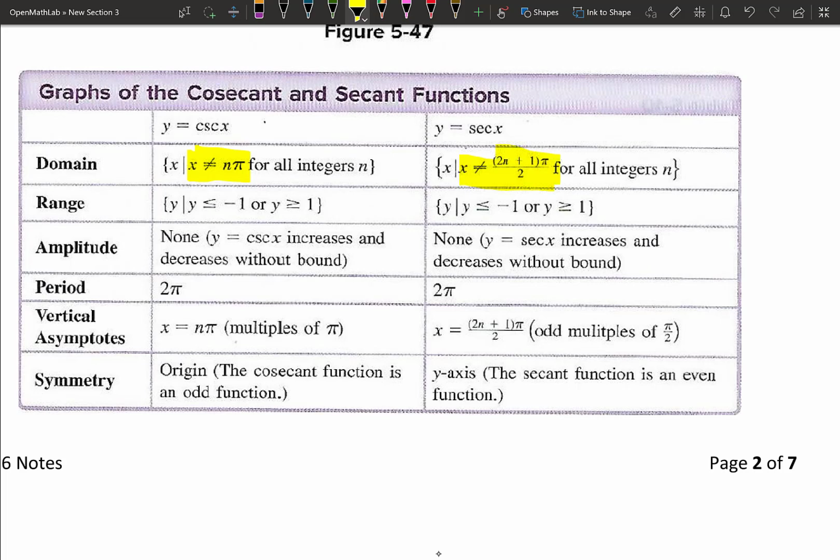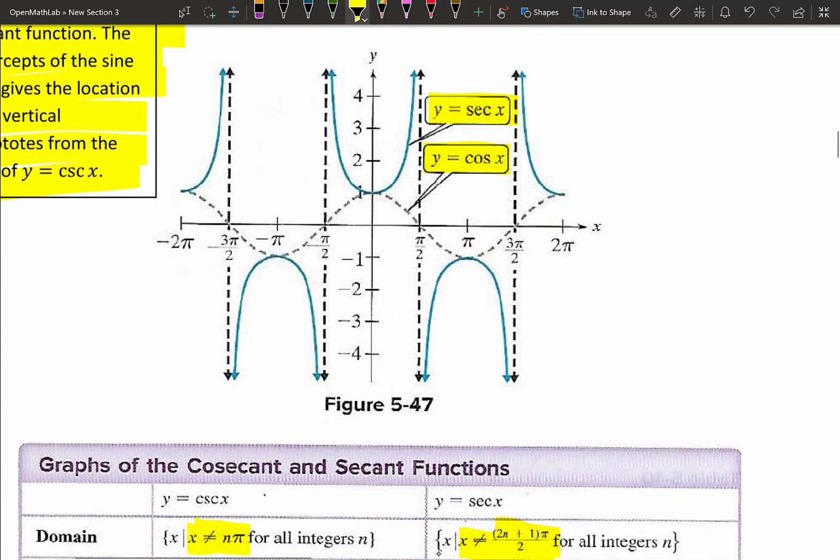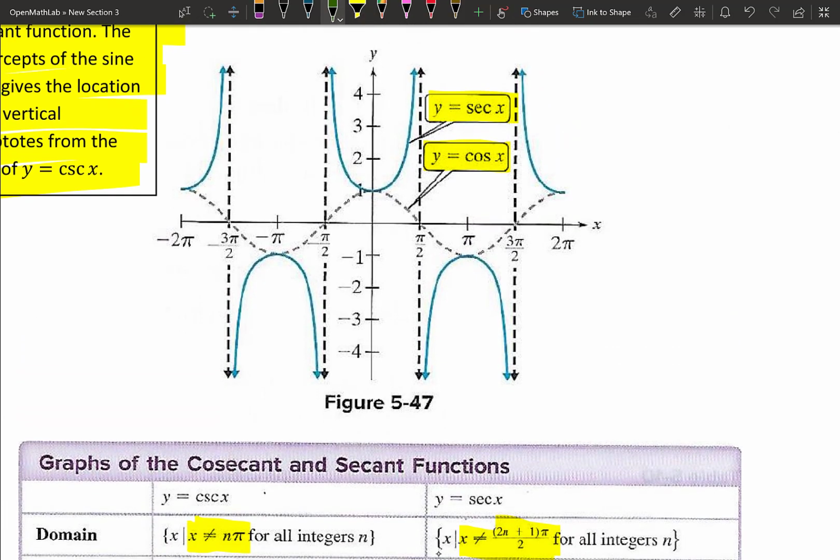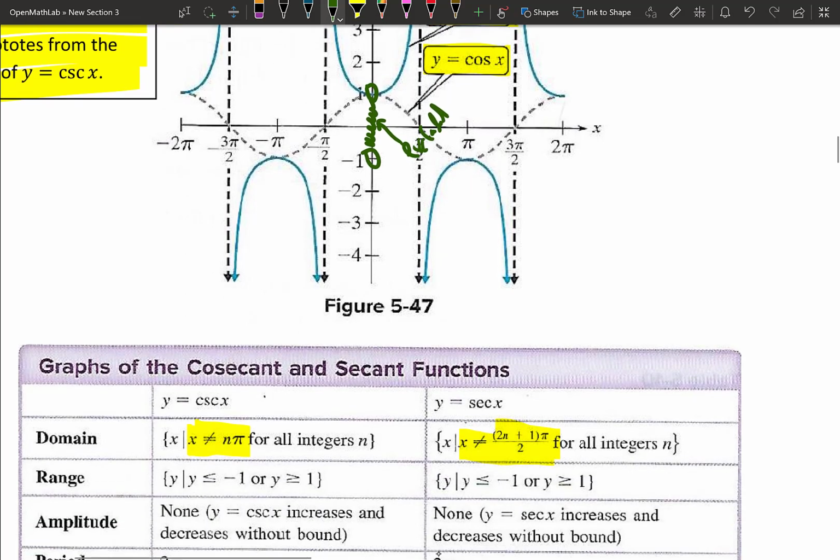And then the range for both of these is that y is less than or equal to -1, or y is greater than or equal to 1, right? And that makes sense, because if you're looking at the graph, there's nothing in between these two values. But there is a value at 1 and -1. So this would be essentially like an open circle here and here, and then shaded in between. This is excluded from the range.